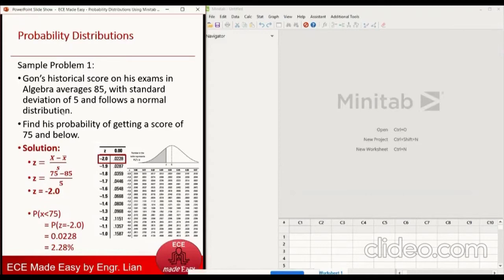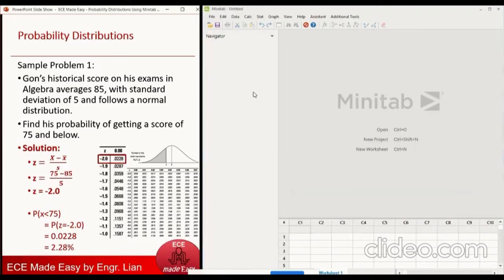First, we will use the formula for z-score, which is x minus x bar over s. The value of x or the point of interest is 75, the mean is 85, and the standard deviation is 5. Thus, we will arrive at a z-score of negative 2. And to determine the probability of x with a value of 75 and below, we will use the z-score from the z table. So here is a z table, and the equivalent value for z equal to negative 2 is 0.0228. And that means the probability is 2.28%.